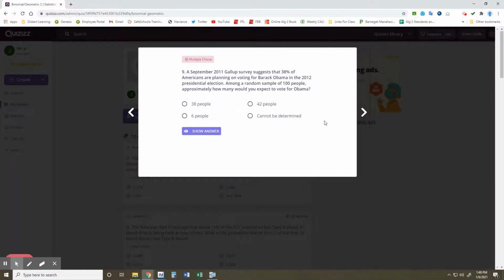So, for number 9, a September 2011 Gallup survey suggests that 38% of Americans are planning on voting for Barack Obama in the 2012 presidential election. Among a random sample of 100 people, approximately how many would you expect to vote for Obama? Now, this is a formula that I gave right before the quizzes, where it was the expected number within a binomial. Well, if there are 100 people, and the survey suggests that 38% of them are going to vote for Obama, 100 times 0.38, I don't even have to bring up the calculator for that, 38 people.